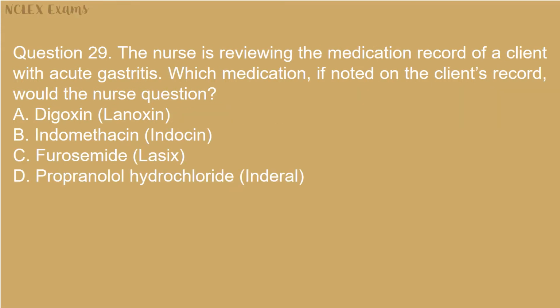Question 29. The nurse is reviewing the medication record of a client with acute gastritis. Which medication, if noted on the client's record, would the nurse question? A. Digoxin (Lanoxin). B. Indomethacin (Indocin). C. Furosemide (Lasix). D. Propranolol hydrochloride (Inderal).